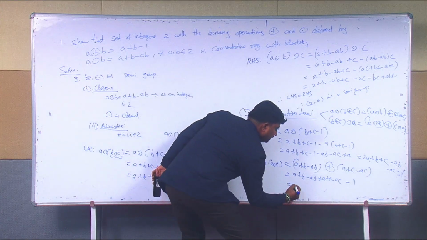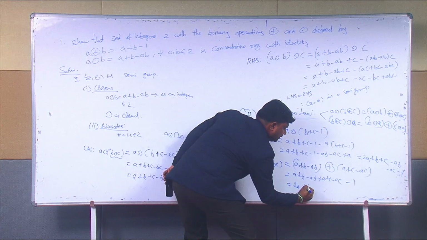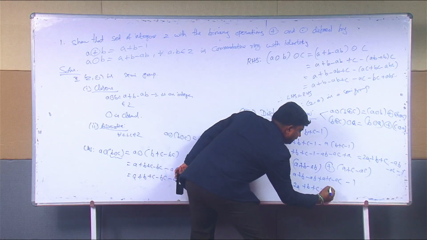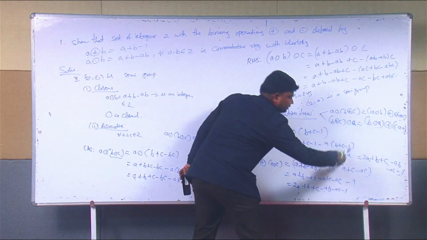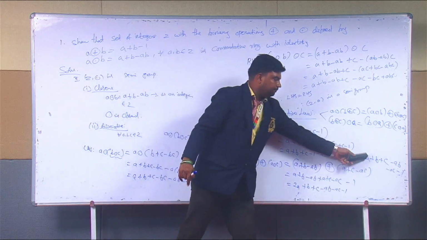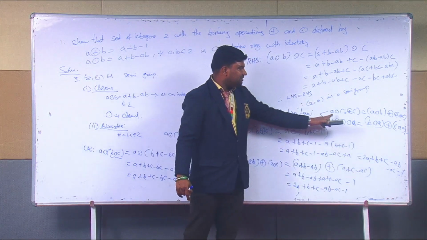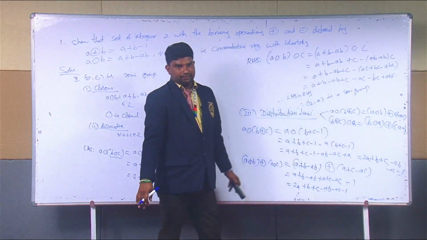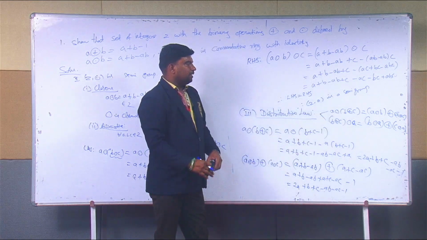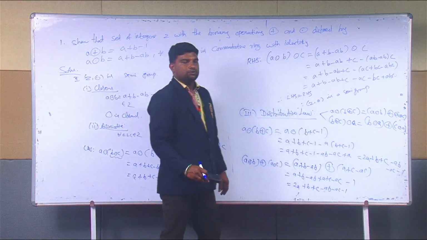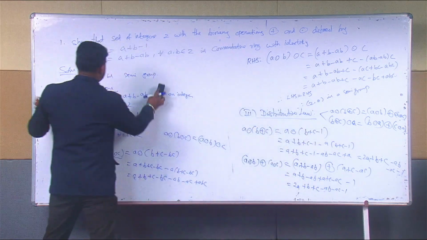So finally 2A plus B plus C minus AB minus AC minus 1. So both of them are the same. So in the distributive law, the first condition is clear and satisfied. Similarly, the second condition I also want to verify now.